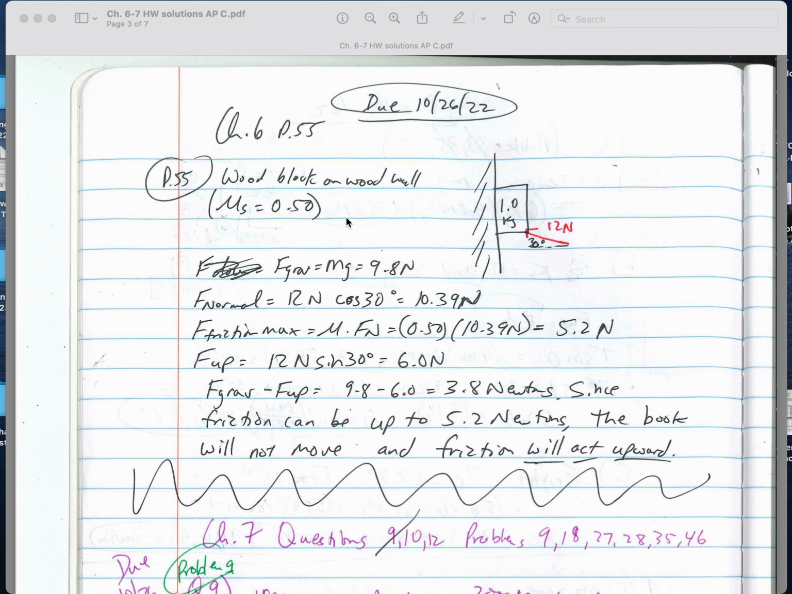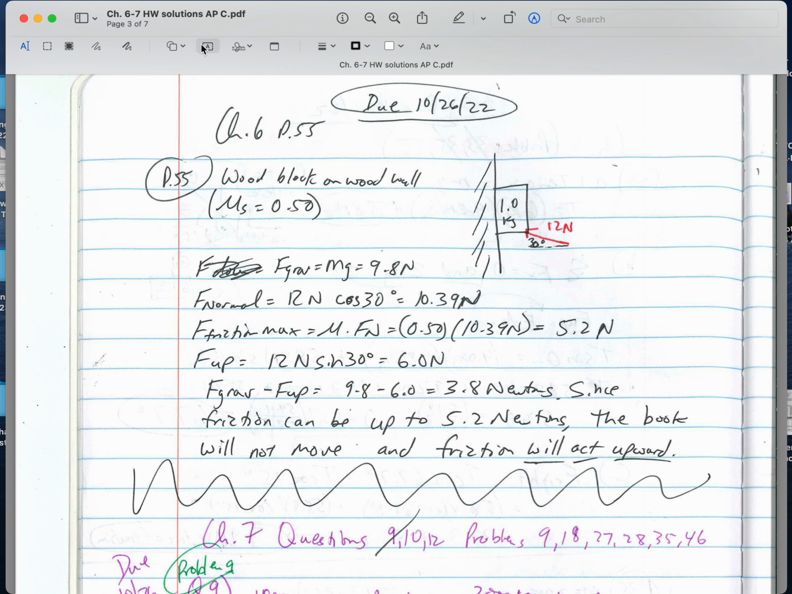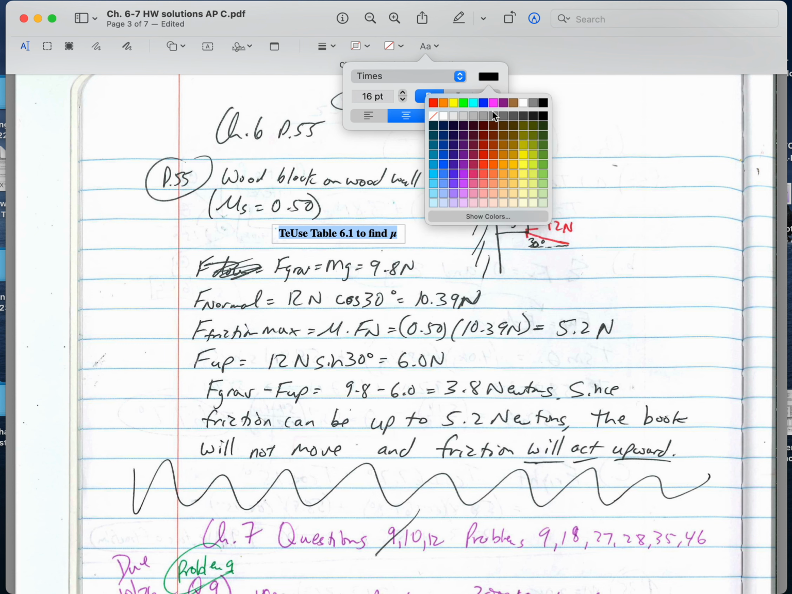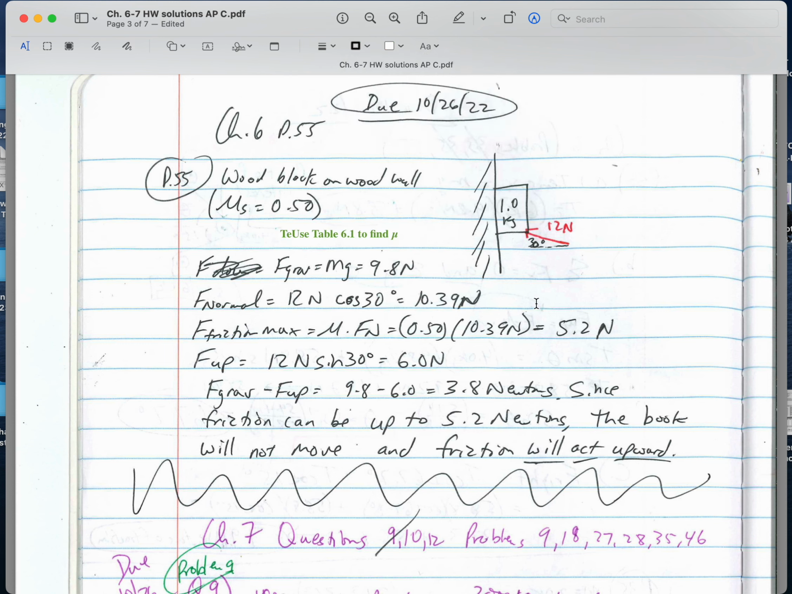It said wood on wood is the block on the wall. And so what you need to think about is that you use table 6.1 to find mu. And that'll help you out. Anyhow, when I ended up doing that, I found it was 0.50. And so 0.50 times the normal force, which is around 10.4 newtons, is about 5.2 newtons.